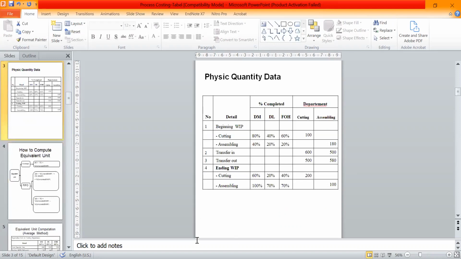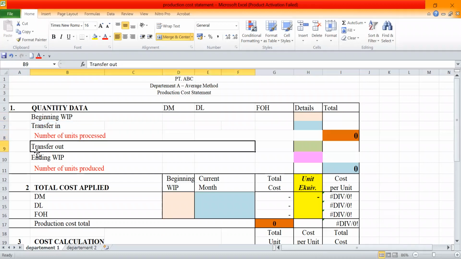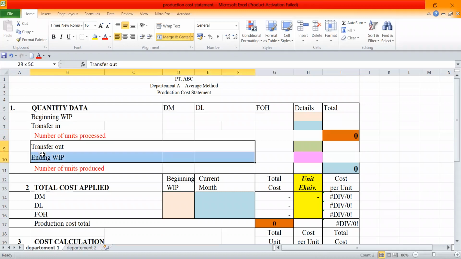As you can see here, for the quantity data, we need to input the information about the beginning work in process and then the transfer in. The beginning work in process plus transfer in, we call it the number of units processed. And then next, we input the information about the transfer out units and then the ending work in process. And these two numbers, if we add them together, we call it the number of units produced.